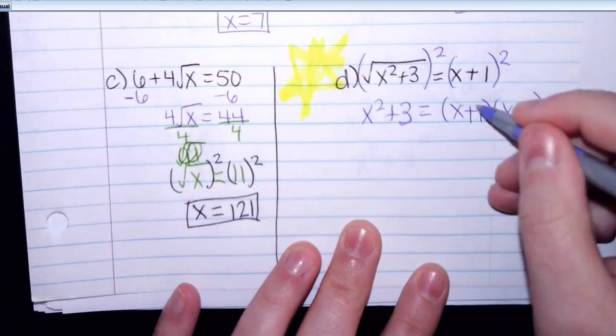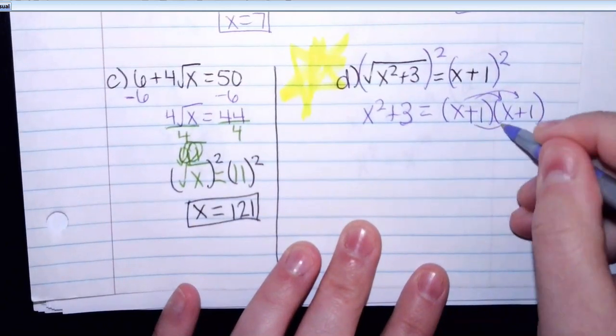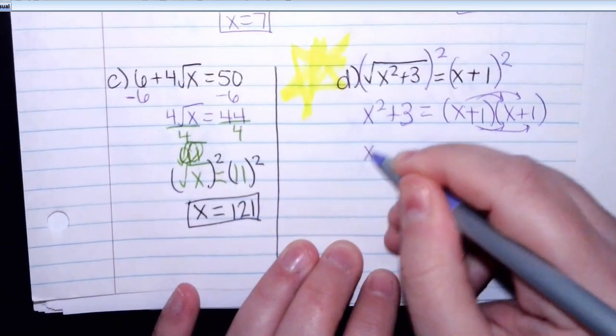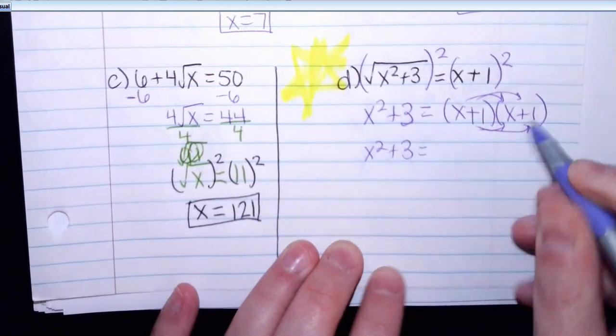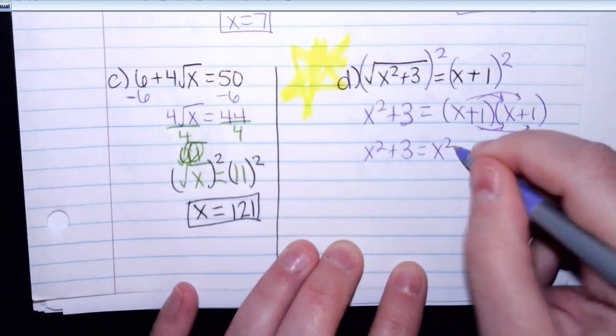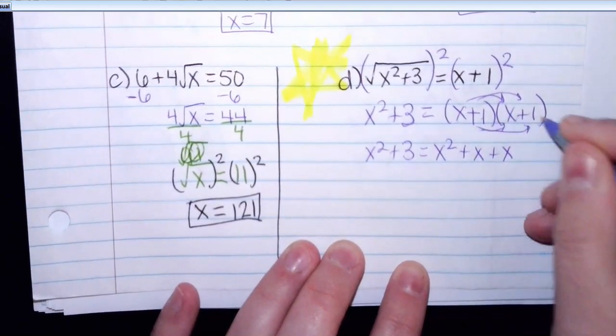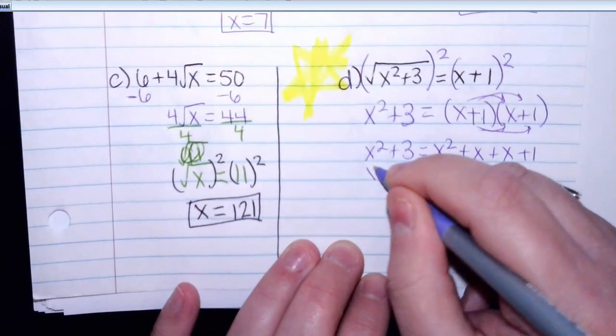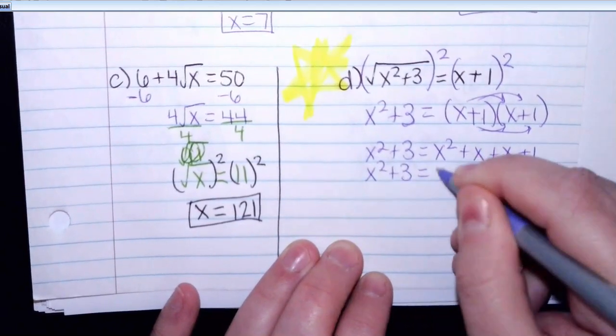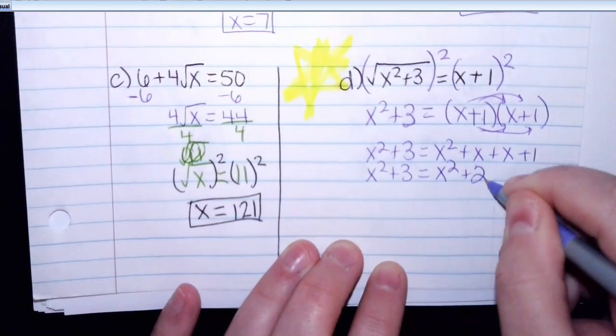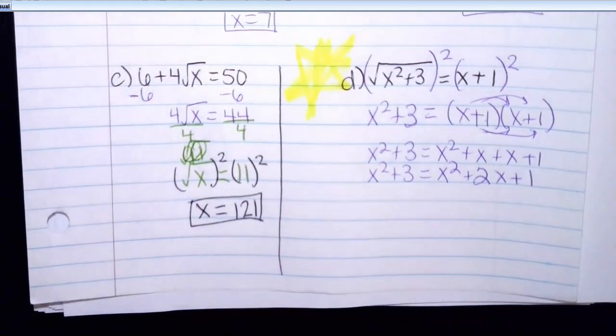Or you can draw a box if you prefer a box. I just think of it as a double distributive property. So x times x, I'm going to get x squared plus an x plus another x, and then 1 times 1 is 1. So completely simplified here, you'd get x squared plus 2x plus 1. And then from there, we're going to try to get x by itself.